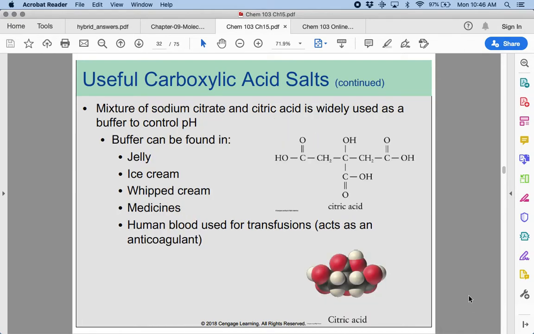So citric acid is used as a buffer oftentimes, but we also use it as a preservative. So you've probably seen on food labels citric acid, and maybe in parentheses it says preservative. And that's because citric acid can help stabilize some of these foods as a buffer.